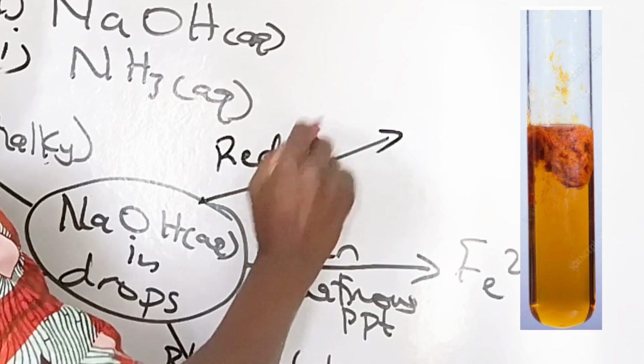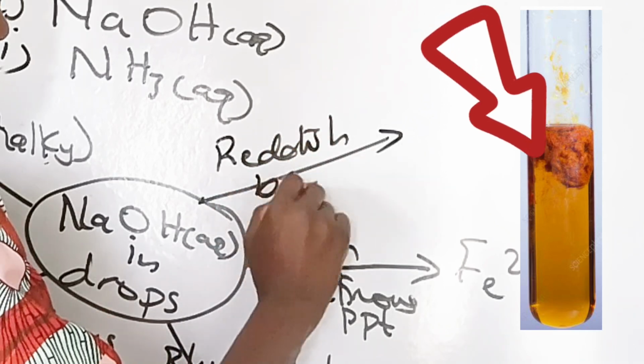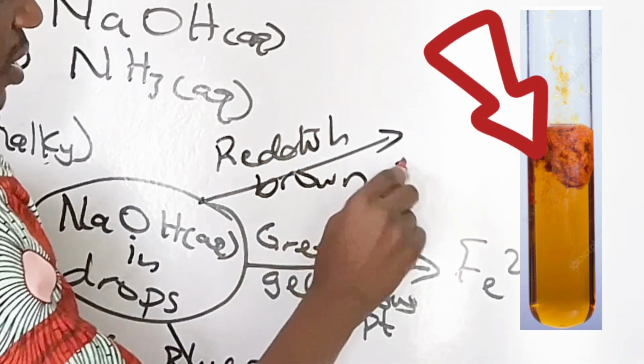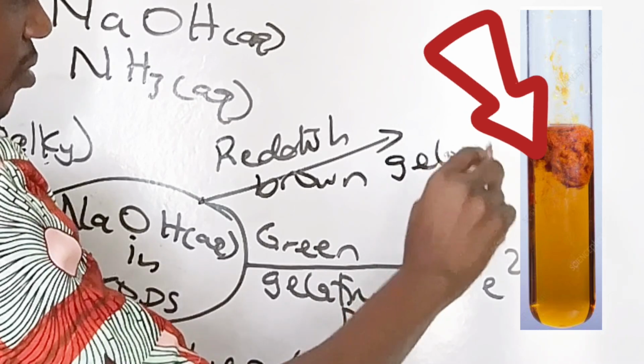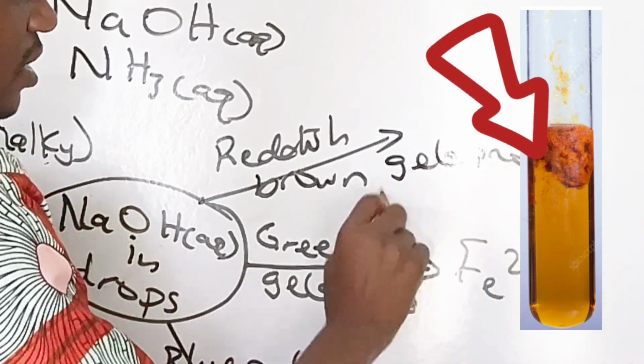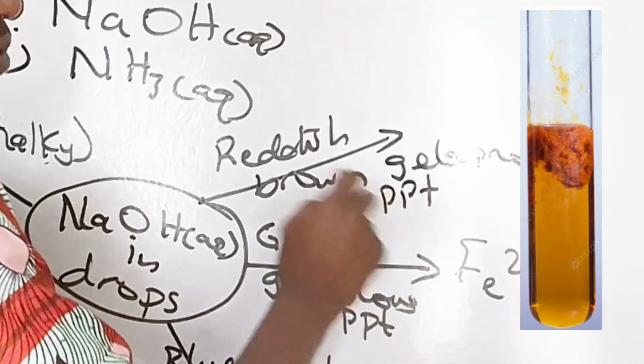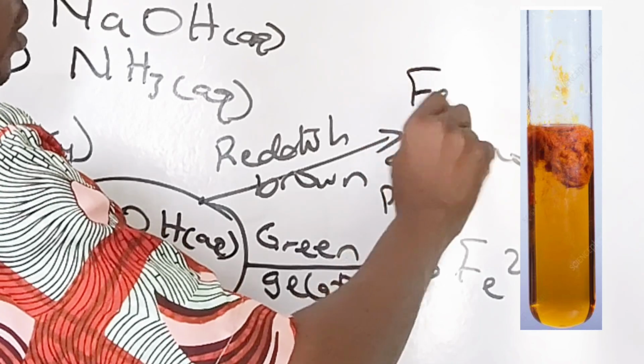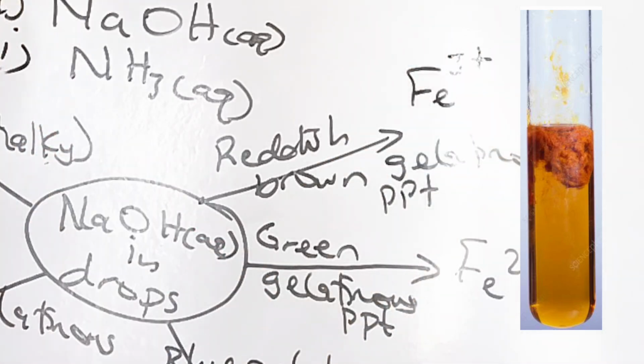So the last thing I have to mention here is if we have reddish brown gelatinous precipitate, what are we expecting? It is iron 3+, Fe3+.